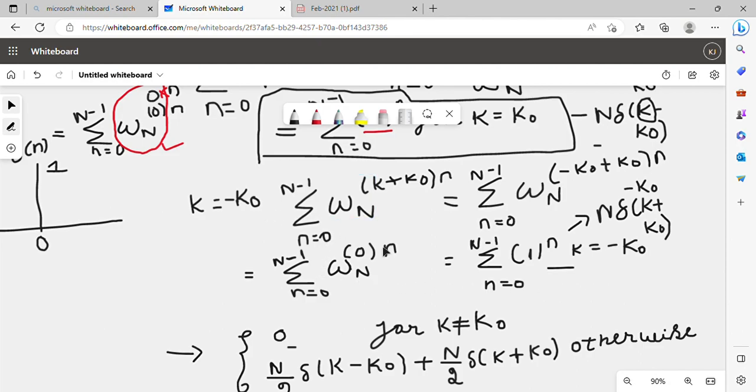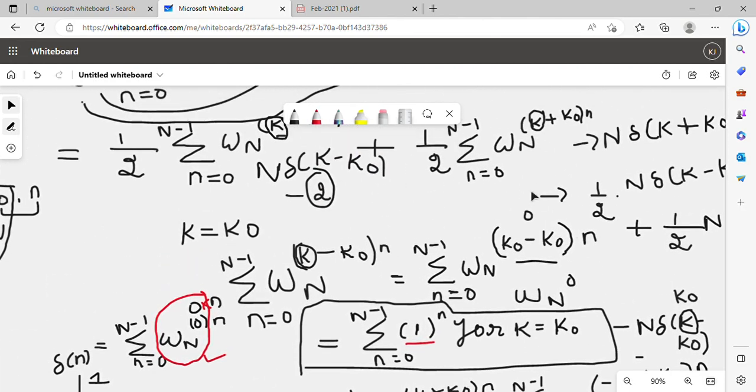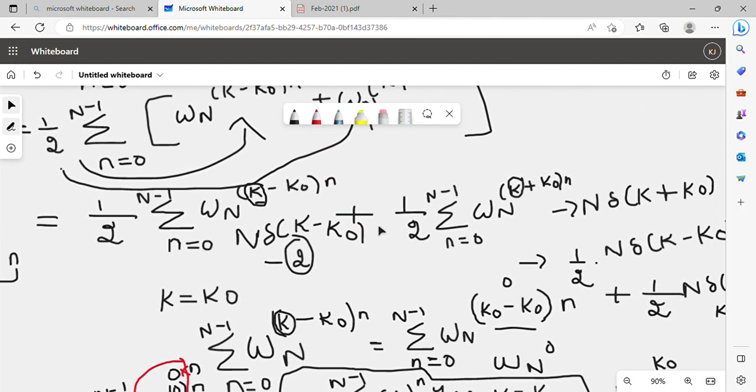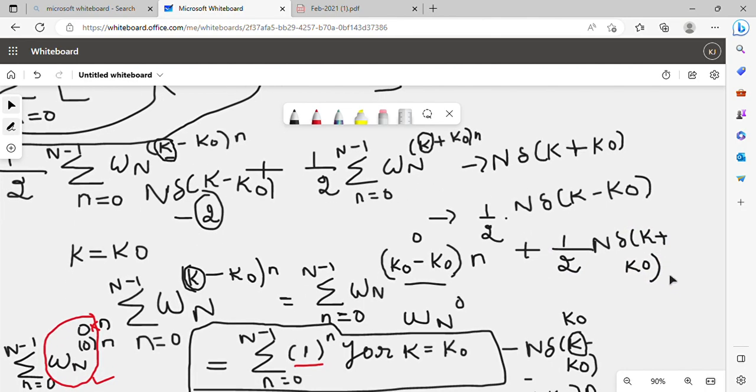Fine. Now I have simplified those two summations and I am going to write the resultant of the summations over here. I am going to keep 1 by 2 as it is, and this summation resultant is n delta of k minus k naught, and this 1 by 2 I am keeping as it is, and this summation resultant is n delta of k plus k naught. If I multiply this once again, I would be getting the resultant as n by 2 into delta of k minus k naught plus n by 2 into delta of k plus k naught.